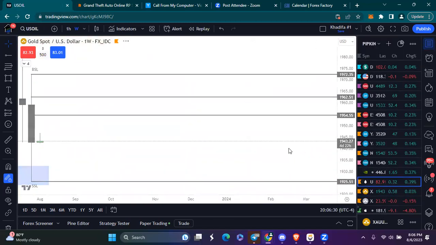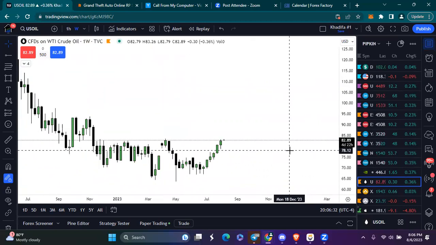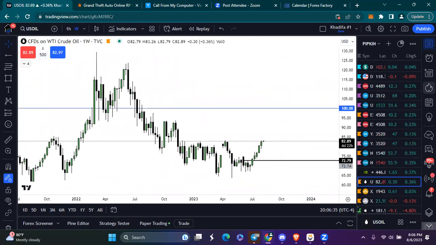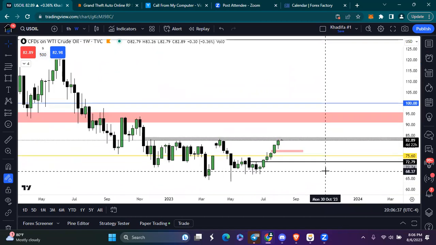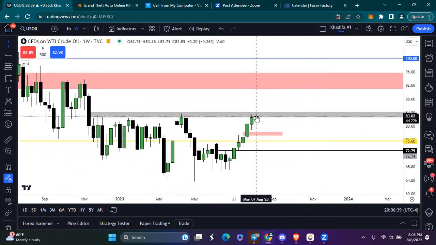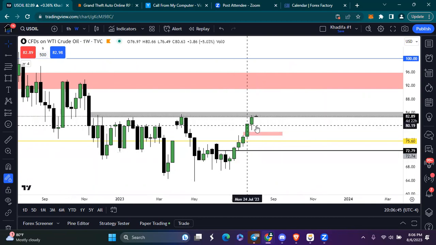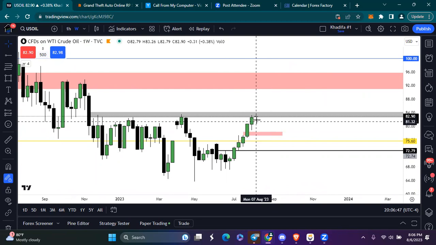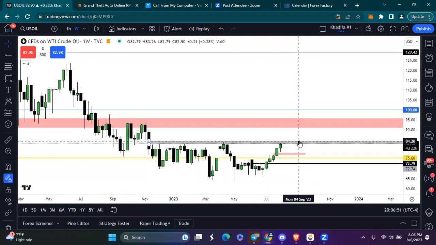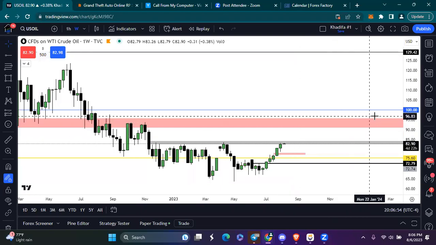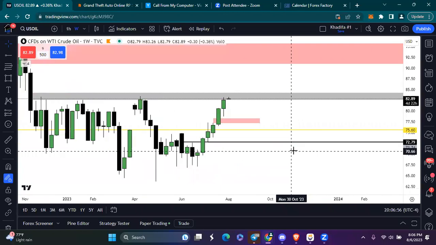Looking at oil, me and my team, we do trade oil, and we've been waiting for oil to get to the level that it's at now for a while. I want to see us break above the shaded area, this weekly fair value gap right here. And I would like to see us find support. And if we find that support, then I will be expecting us to expand higher up to $100 for oil.